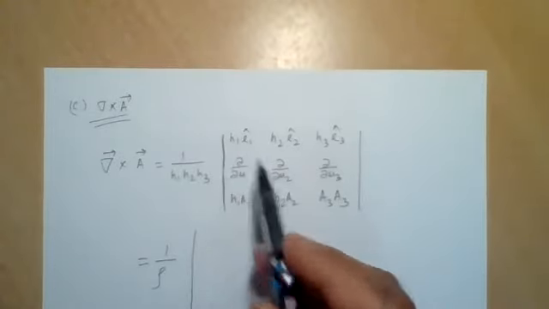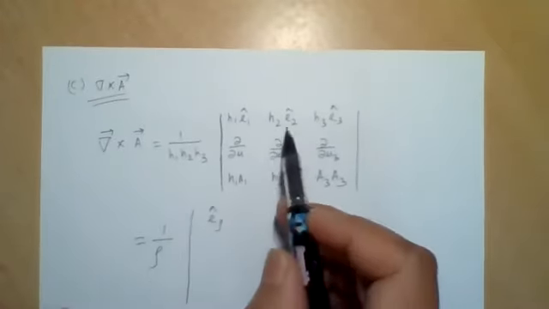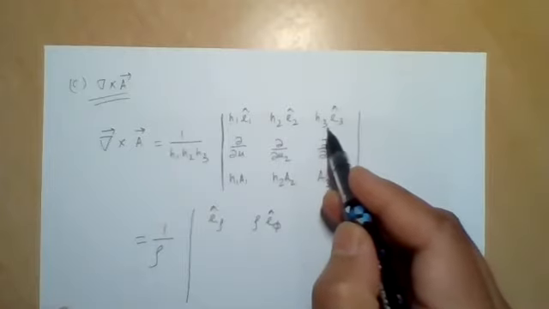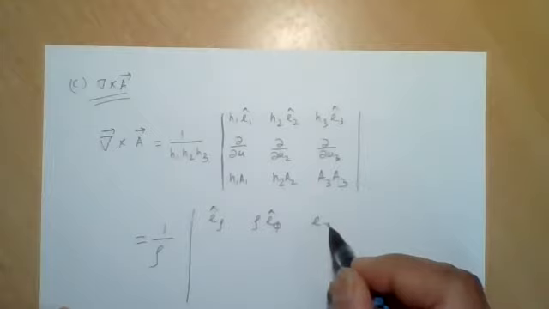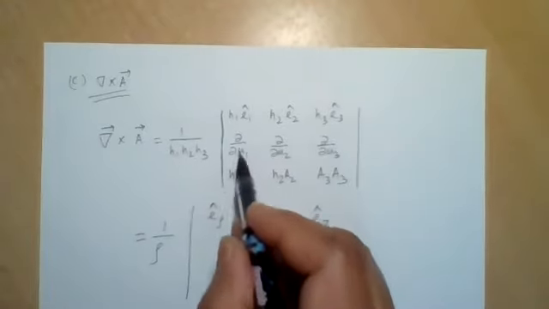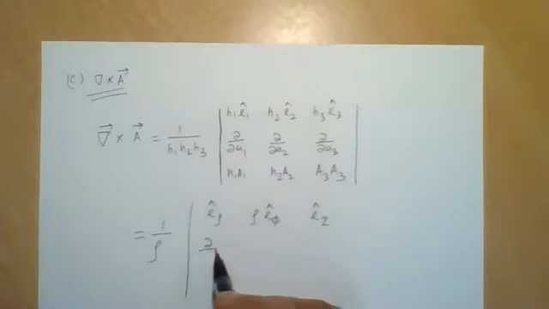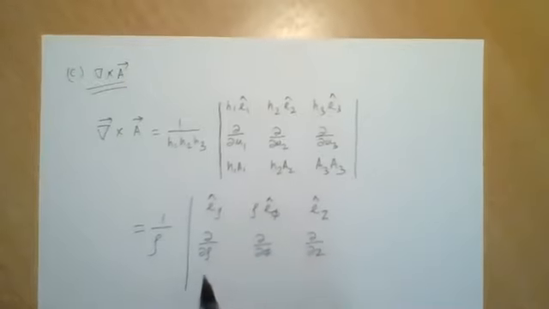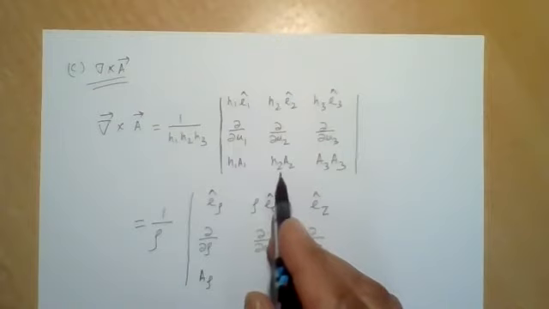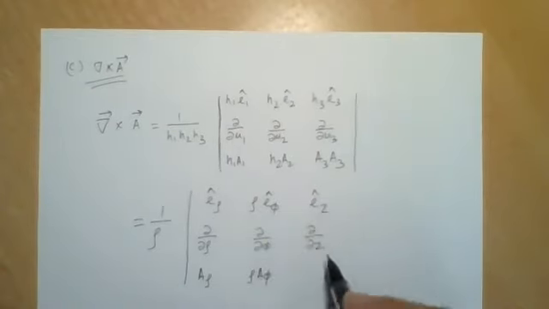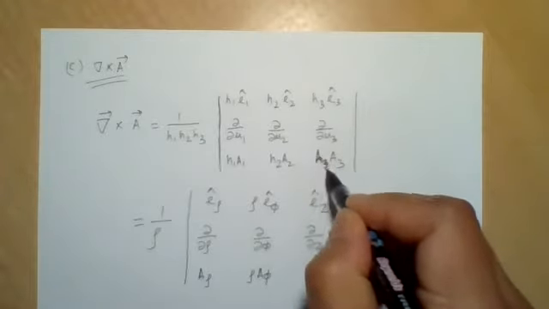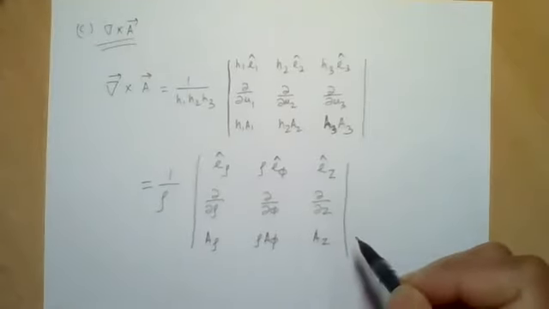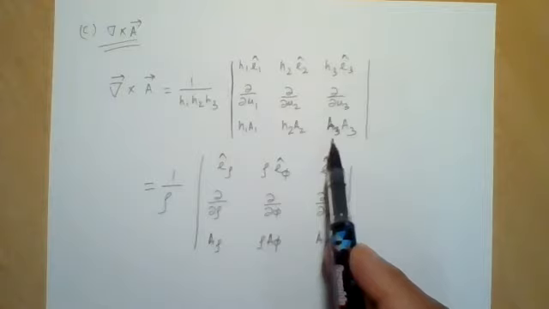H1 is 1, E1 is E rho. This is rho times E phi. H3 is 1, so this is only Ez. This is U1, so this is dou by dou rho, dou by dou phi, dou by dou Z. H1 is 1, so this is simply A rho. This is rho times A phi. This is H3 A3, and H3 is 1, so this is simply Az. This is H3, not A3.